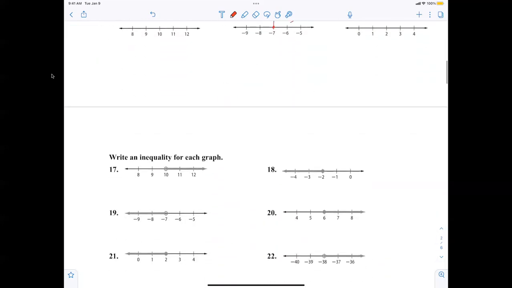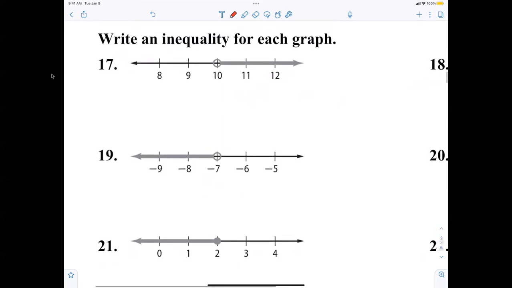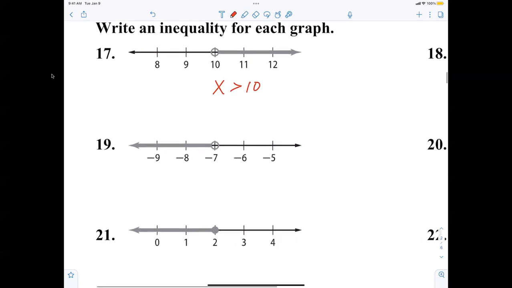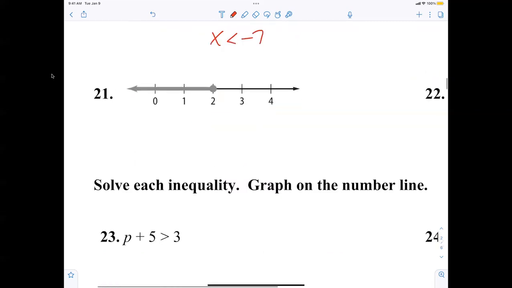Okay, Wilson, what is 17? x is greater than 10. It would start with the variable. Perfect. 19, Addison. x is less than -7. Perfect. Maggie. x is less than or equal to -2. Yes, there you go.